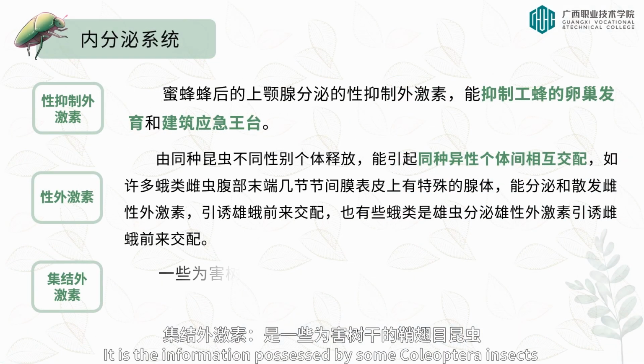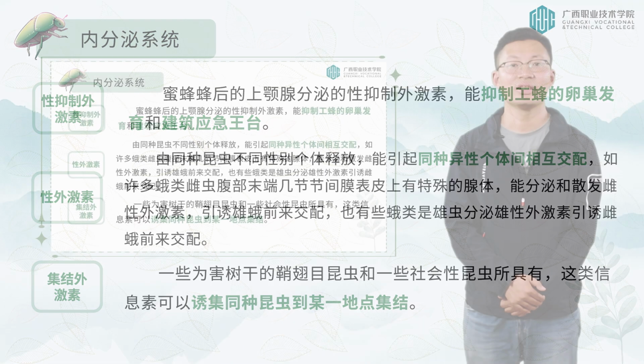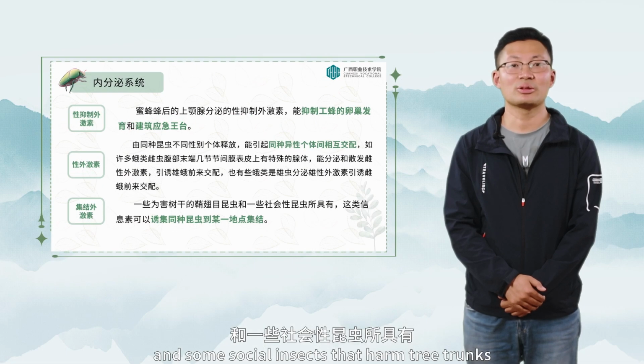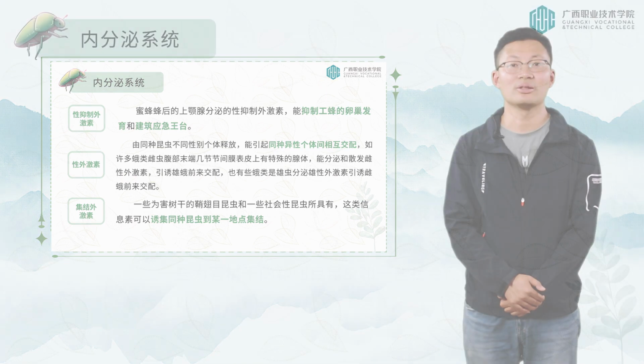Aggregation pheromone. It is the information possessed by Coleoptera insects and some social insects that harm tree trunks. It can lure the same kind of insects together in a certain place.